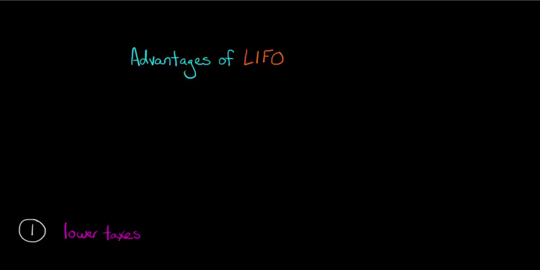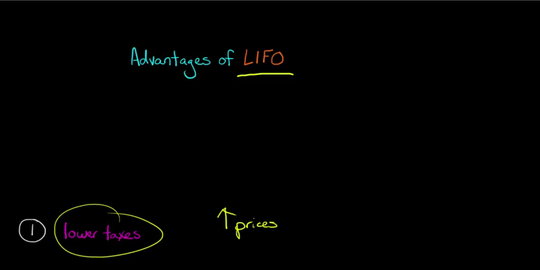In this video, we're going to discuss some of the advantages of using LIFO. So the biggest advantage of LIFO is that you're going to have lower taxes. In periods of rising prices, it's going to decrease your profitability. And the reason is that rising prices are going to lead to a higher cost of goods sold. And higher cost of goods sold is going to lead to lower taxable income, which I'll just abbreviate TI.